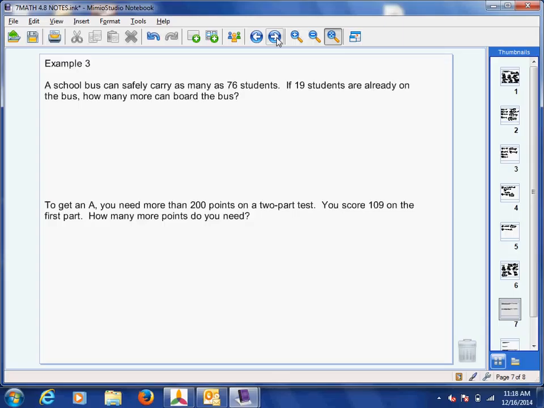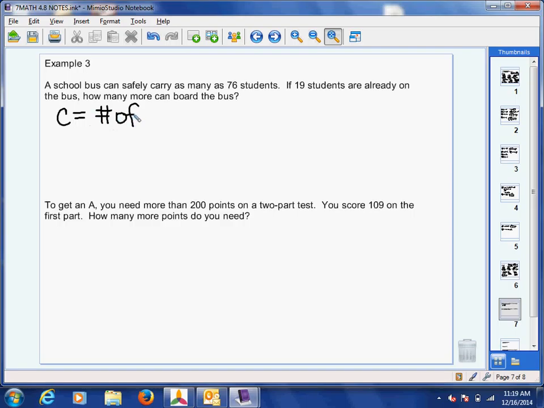So let's start with our unknown. What are they asking us to find? How many more what? Children. Number of children. What do you want to call number of children? X, whatever you want to call it. C, C for children. All right. C equals number of children.